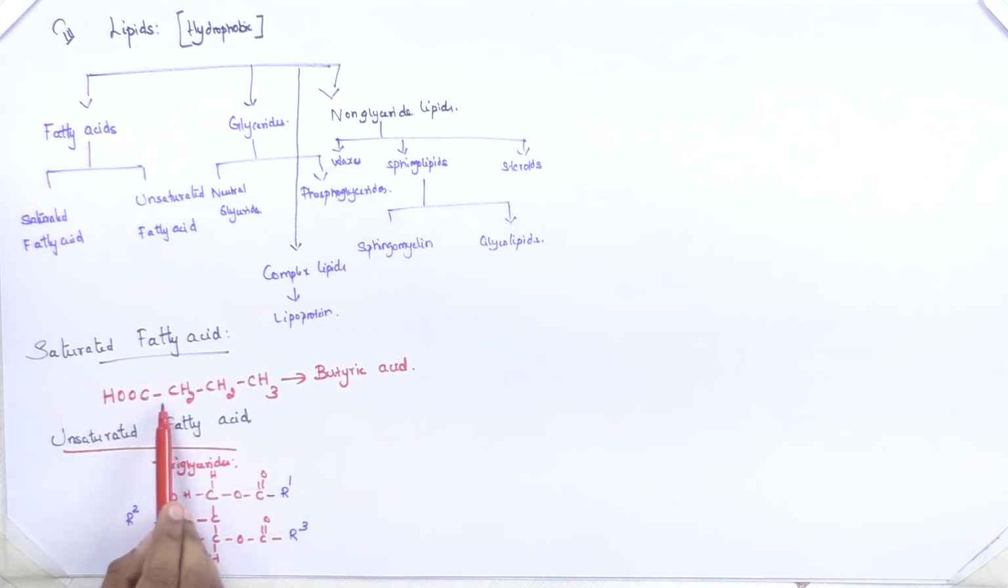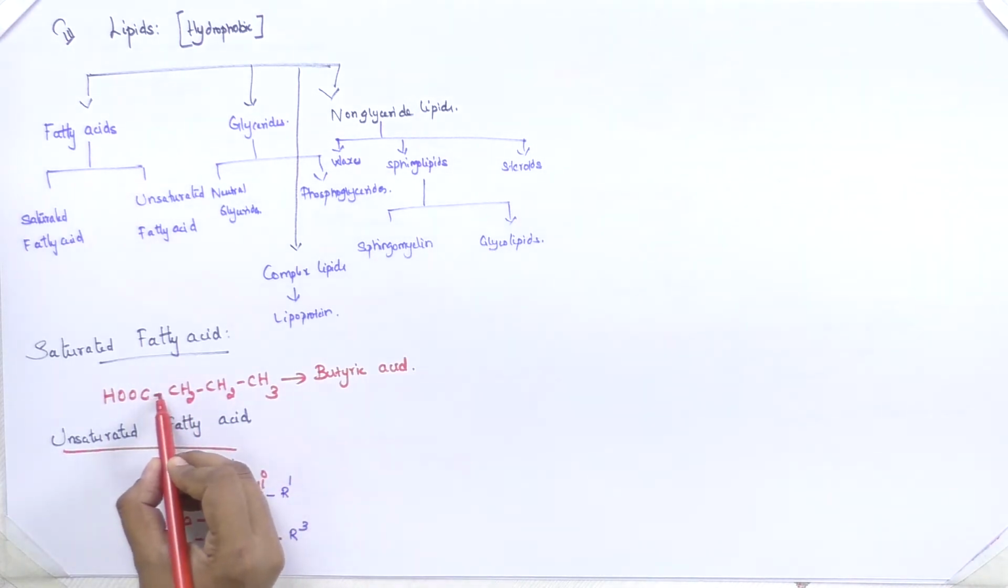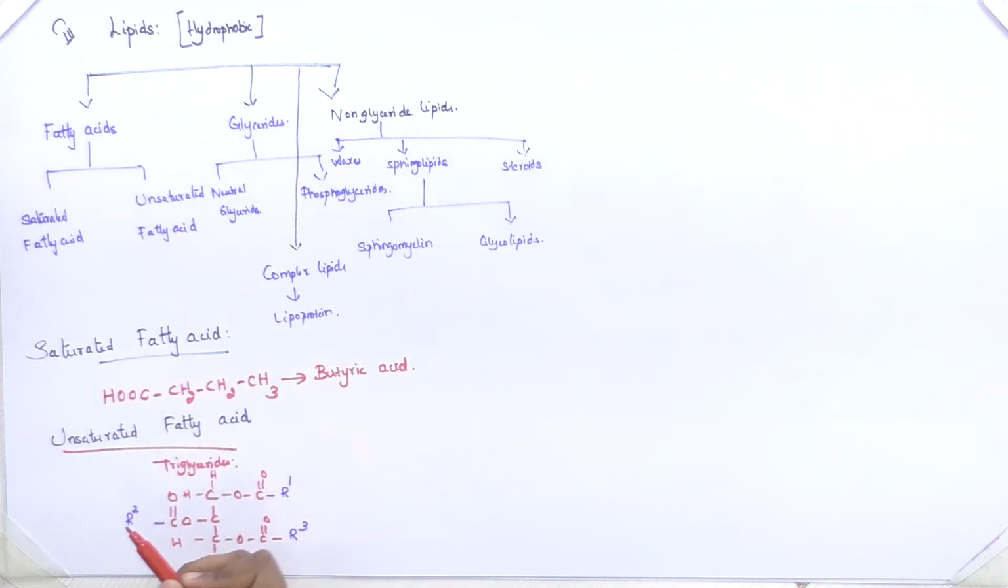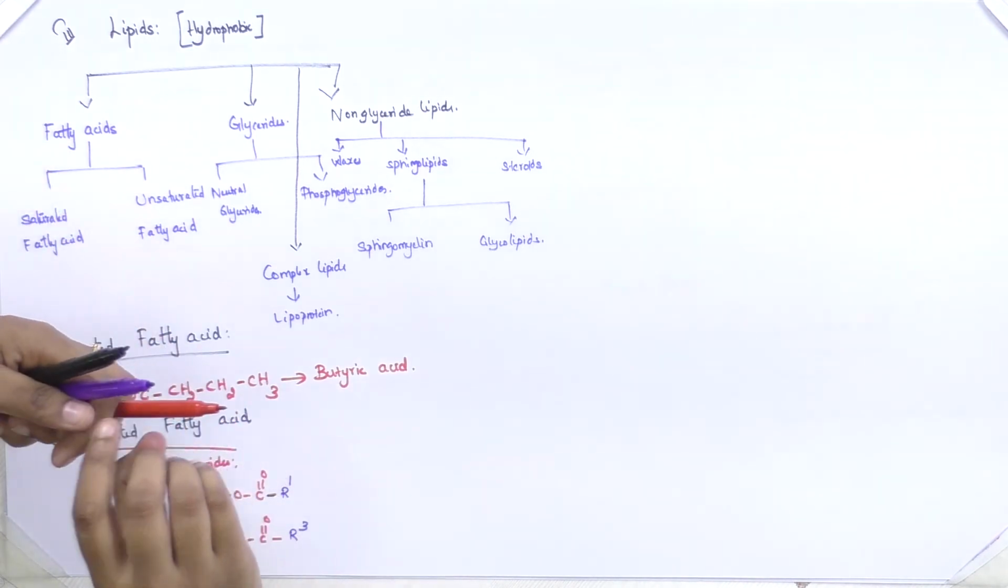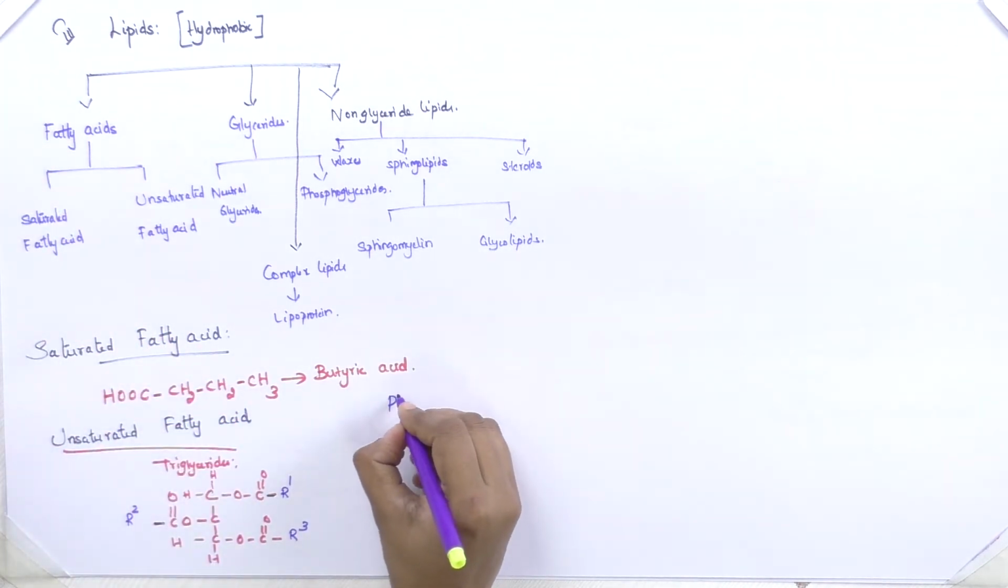If you see, you can have a COOH group, CH2, CH2 and a CH3, butyric acid. You can see there are only single bonds. When you come across unsaturated fatty acids, you can see there are double bonds, and the number of side chains, that is R1, R2 and R3, the functional side chains, are more when compared to the saturated fatty acids. You also come across phospholipids.